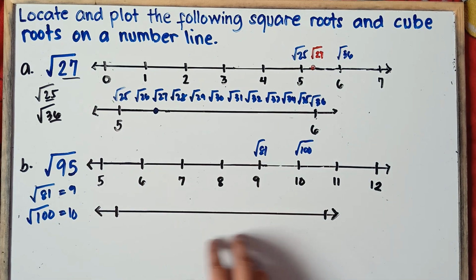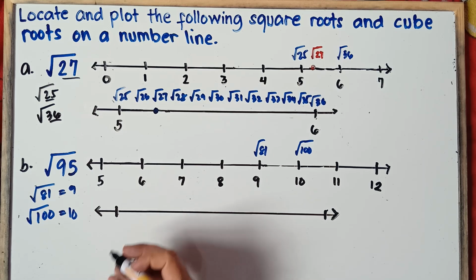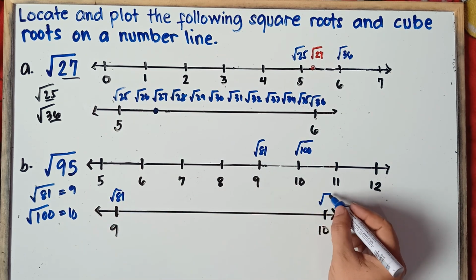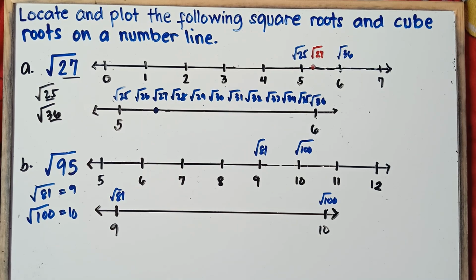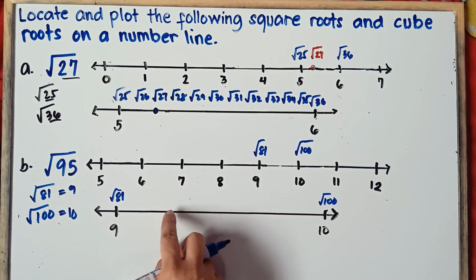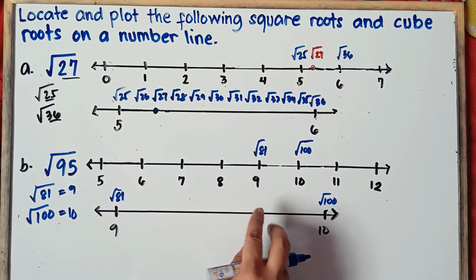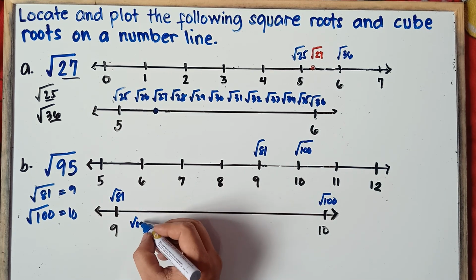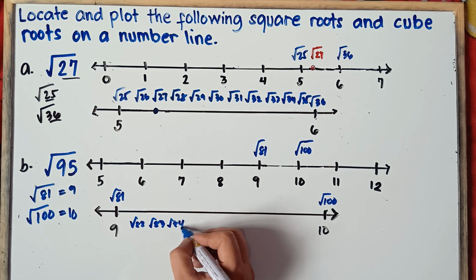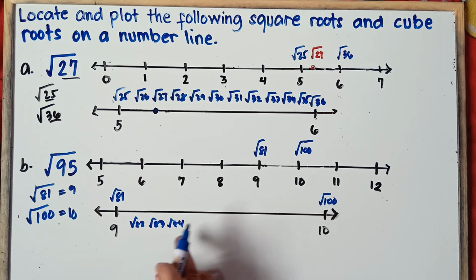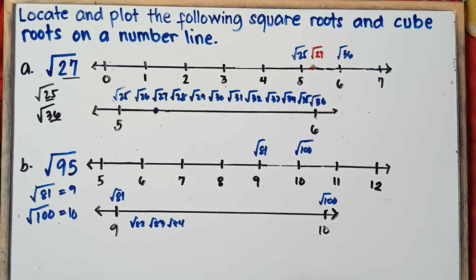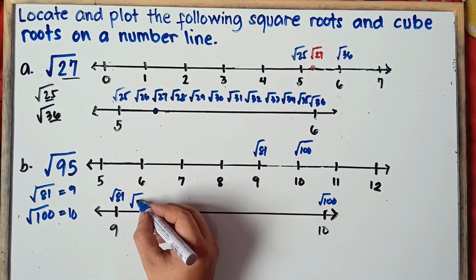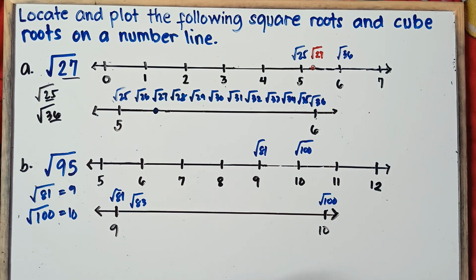But if you're confused, you can draw this one, class, as your guide. So this is 9 and this is 10, right? This is the square root of 81 and then the square root of 100. If we write 81, the next will be 82, 83, 84, 85, 86, 87, 88, 89, 90. I think we don't have enough space to write that. Let's do the skip counting, class. Let's go by 2. So let's try square root of 81. Next will be square root of 83. Skip counting by 2, class.